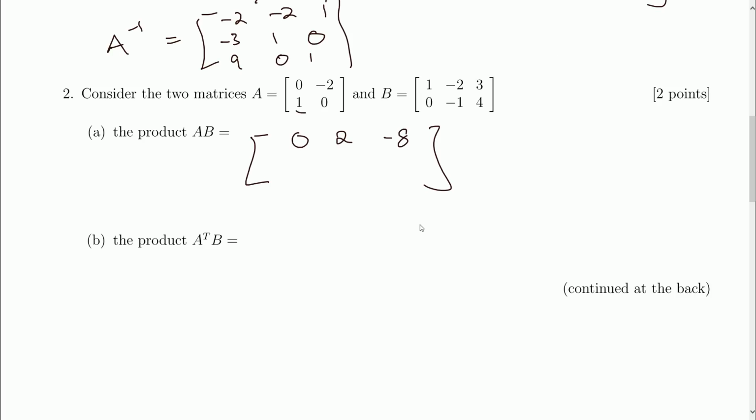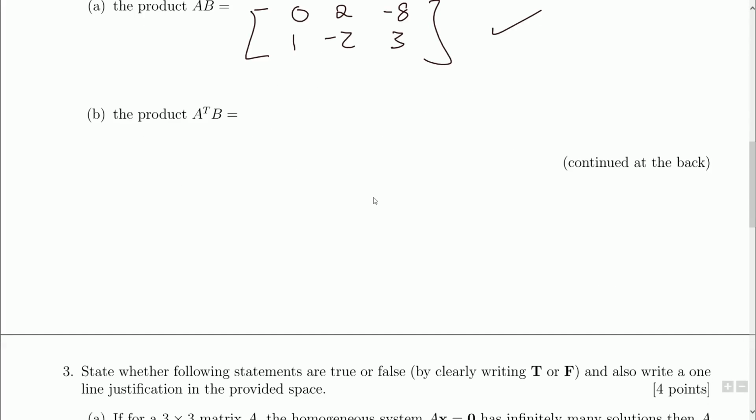1 and 0, so we do 1 dotted with 1 plus 0 times 0, so that's going to be a 1. Then we do 1 times negative 2 plus 0 times negative 1. Then 1 times 3. That's 3 plus 0 times 4 is 3. Okay, I've got the product. Fantastic. And now how about the product of A transpose times B?